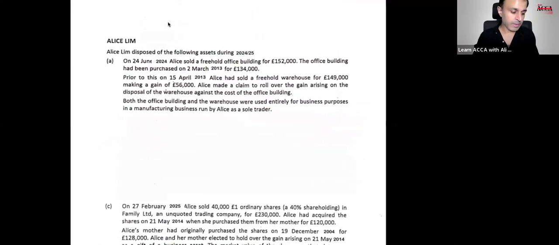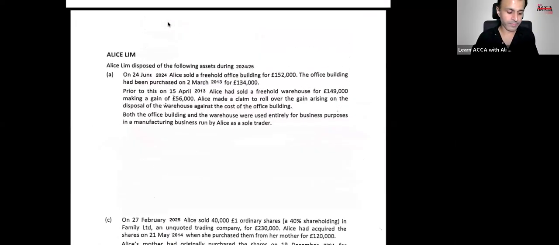There were in fact 4 parts in it. I have removed part B because that topic, which was tested in the past, no longer exists in the course of taxation. So that part has been removed. Alice has made the following disposals during the tax year 24-25.